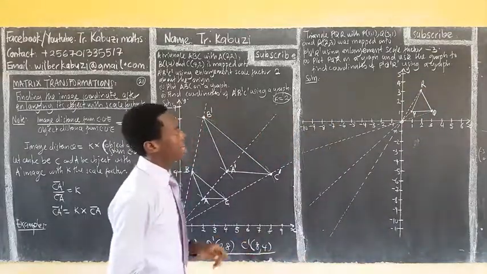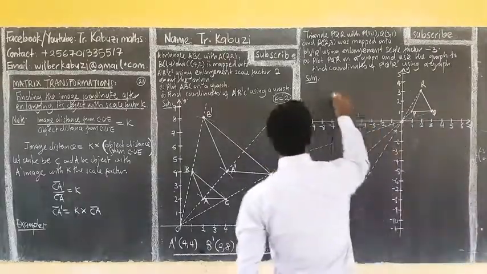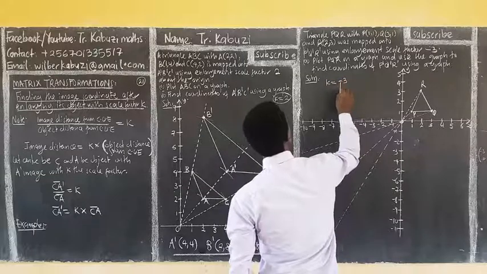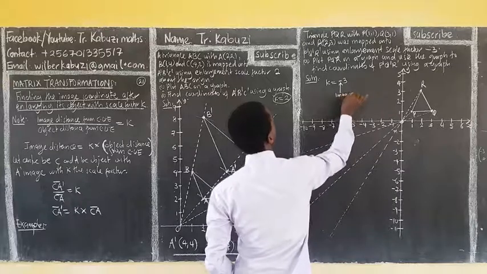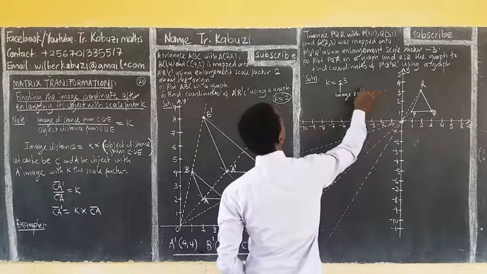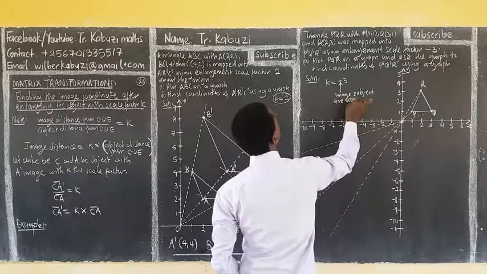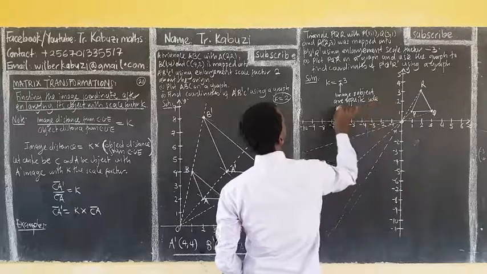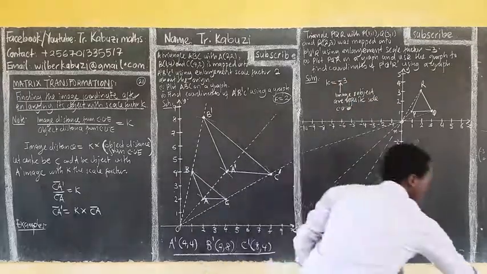Now, when we look at this, our scale factor K is -3. This negative is just telling us that the image and the object are on opposite sides of the center of enlargement. That's what this negative means.